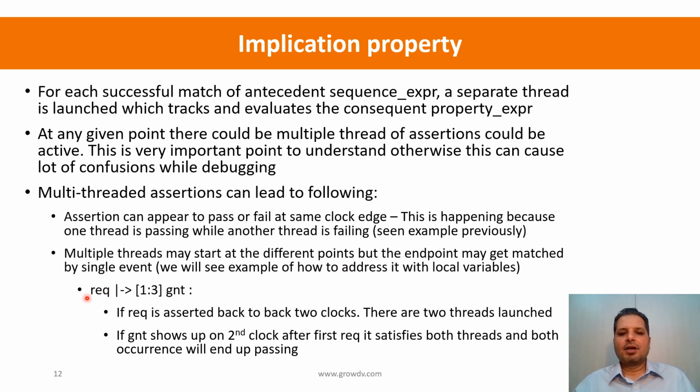Like for example, this request followed by an overlapping 1 to 3 grant. If the request appears 2 clock cycles back to back, then there are 2 threads that are getting launched. And what can happen is that eventually, let's say, on a second clock cycle the grant comes in, then both the threads will get satisfied. The thread wouldn't care which one the consequent expression is getting satisfied for. As long as the consequent satisfies both the threads, then both of them will terminate.